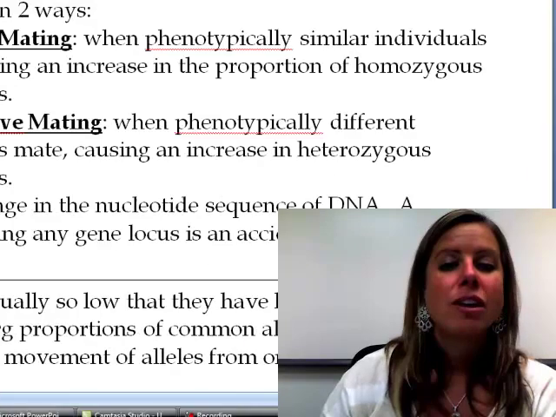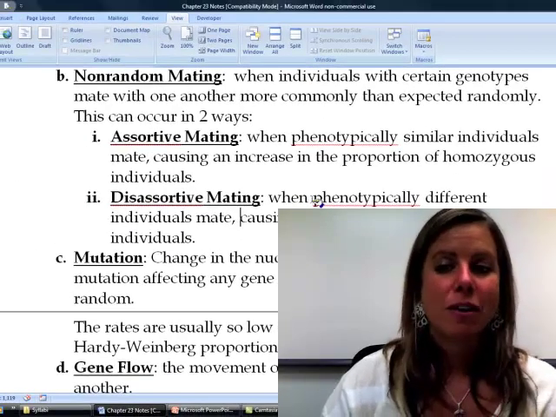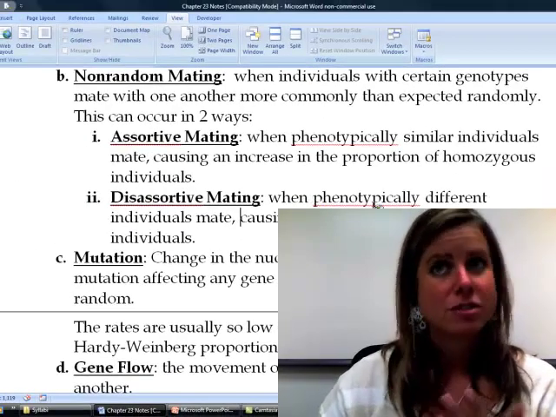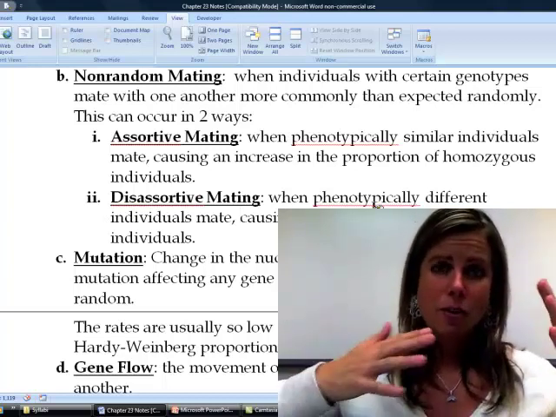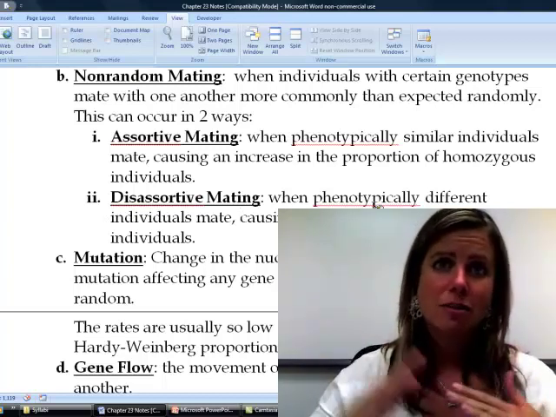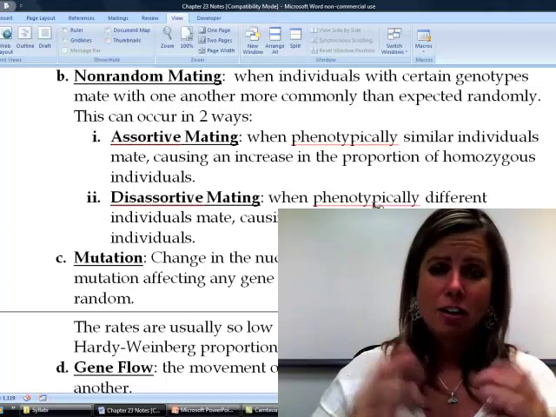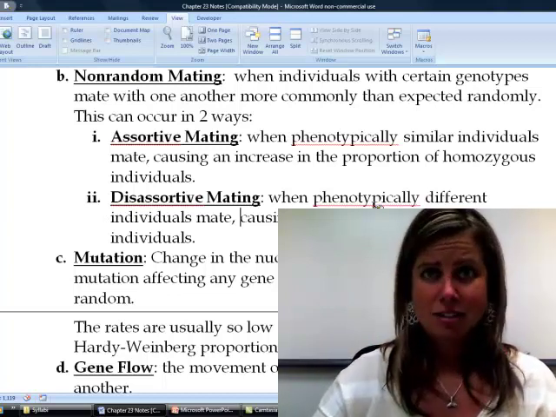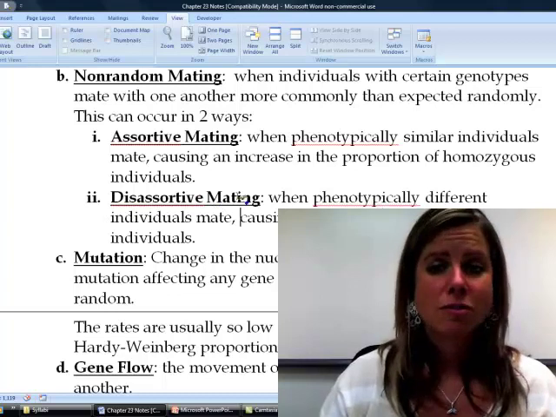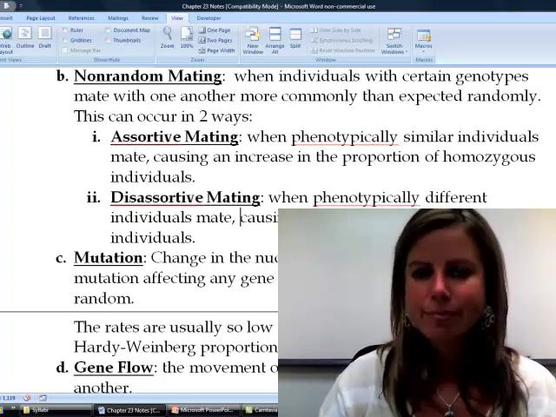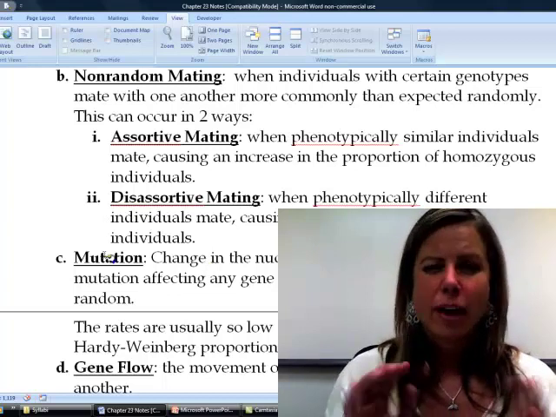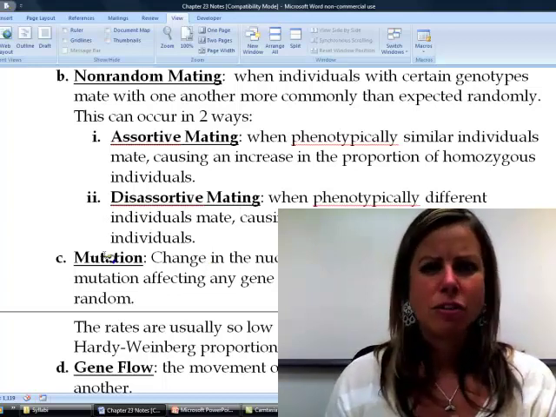Okay, now disassortative mating is where you have phenotypically different individuals. So let's say we've got a blue-eyed person and a brown-eyed person. Now if you have little b and you cross it with big B, you're going to have a lot of heterozygous offspring. And so disassortative mating is going to increase heterozygous individuals in the population. Okay, so ask me about that if that kind of confuses you.